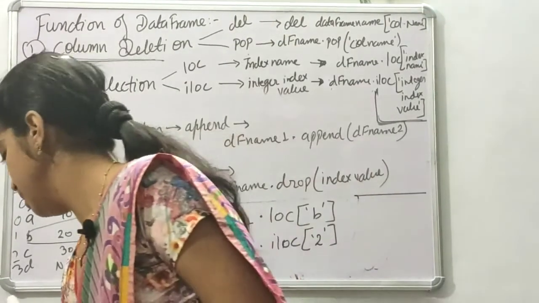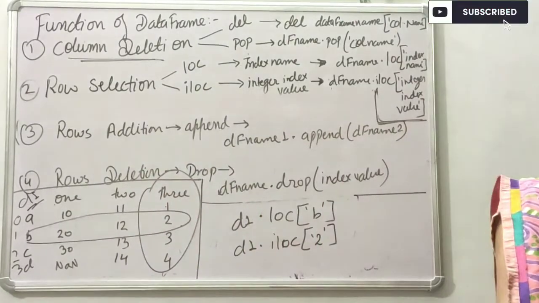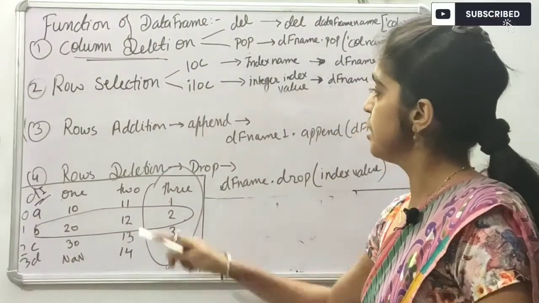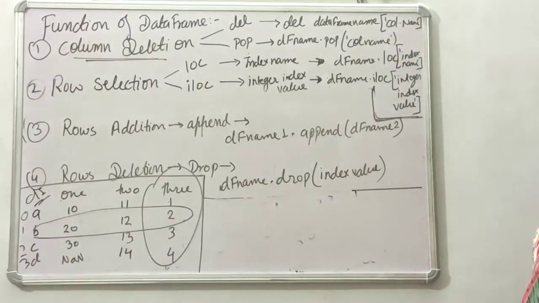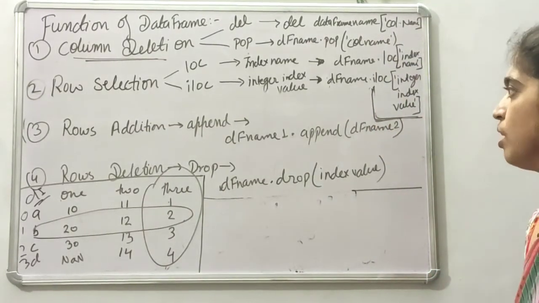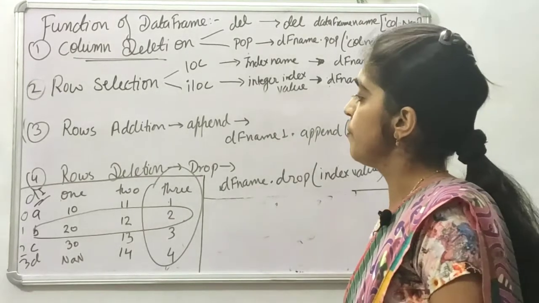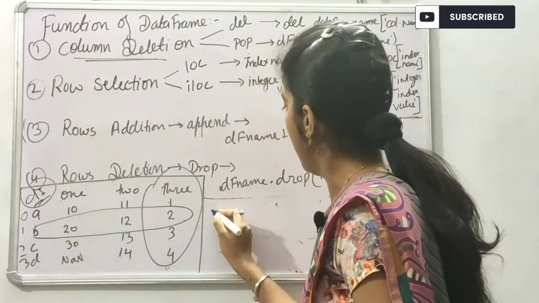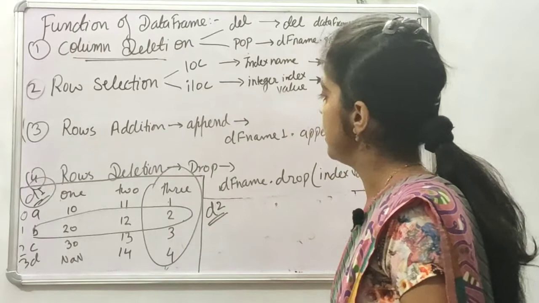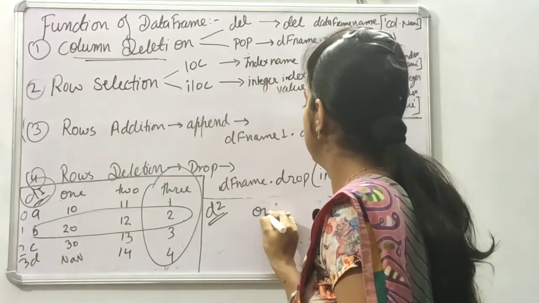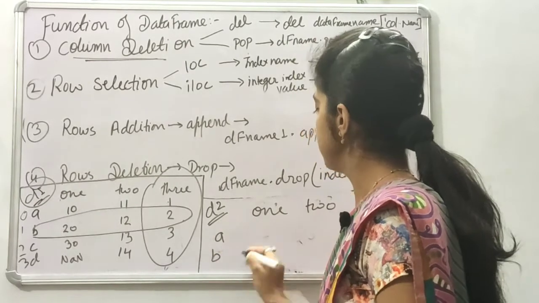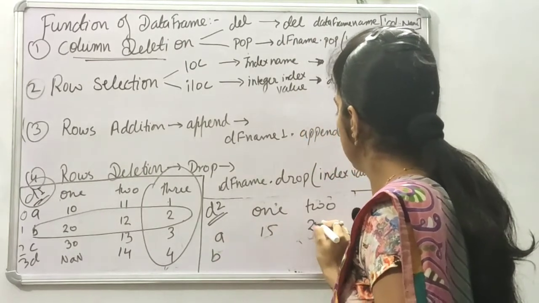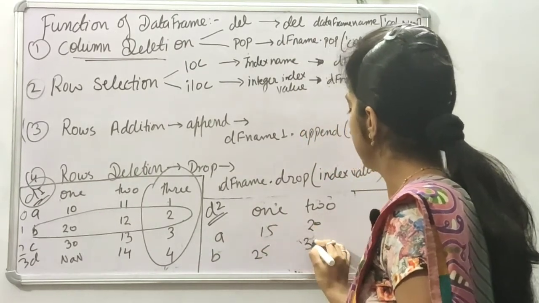Now the next function is related to row addition, meaning how to append rows in a data frame. First we create two data frames, D1 and D2. The column names are 1 and 2 and the index values are A, B, and the values are 15, 20, 25 and 30.